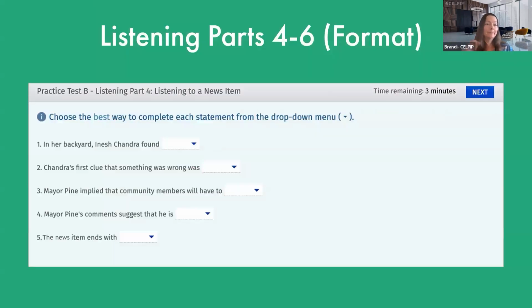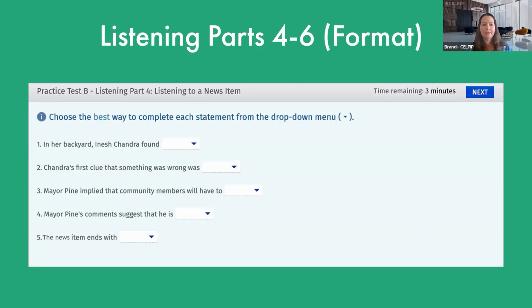Anyway, here's what the computer screen would look like for parts 4 to 6. This one just happens to be a part 4, and that's the one that we're going to practice. I chose it partly because it has a different structure. It's only got one speaker, so I thought that would be a good one to practice. So in part 4, we have 5 questions, and that will always be the case. You can see them here.